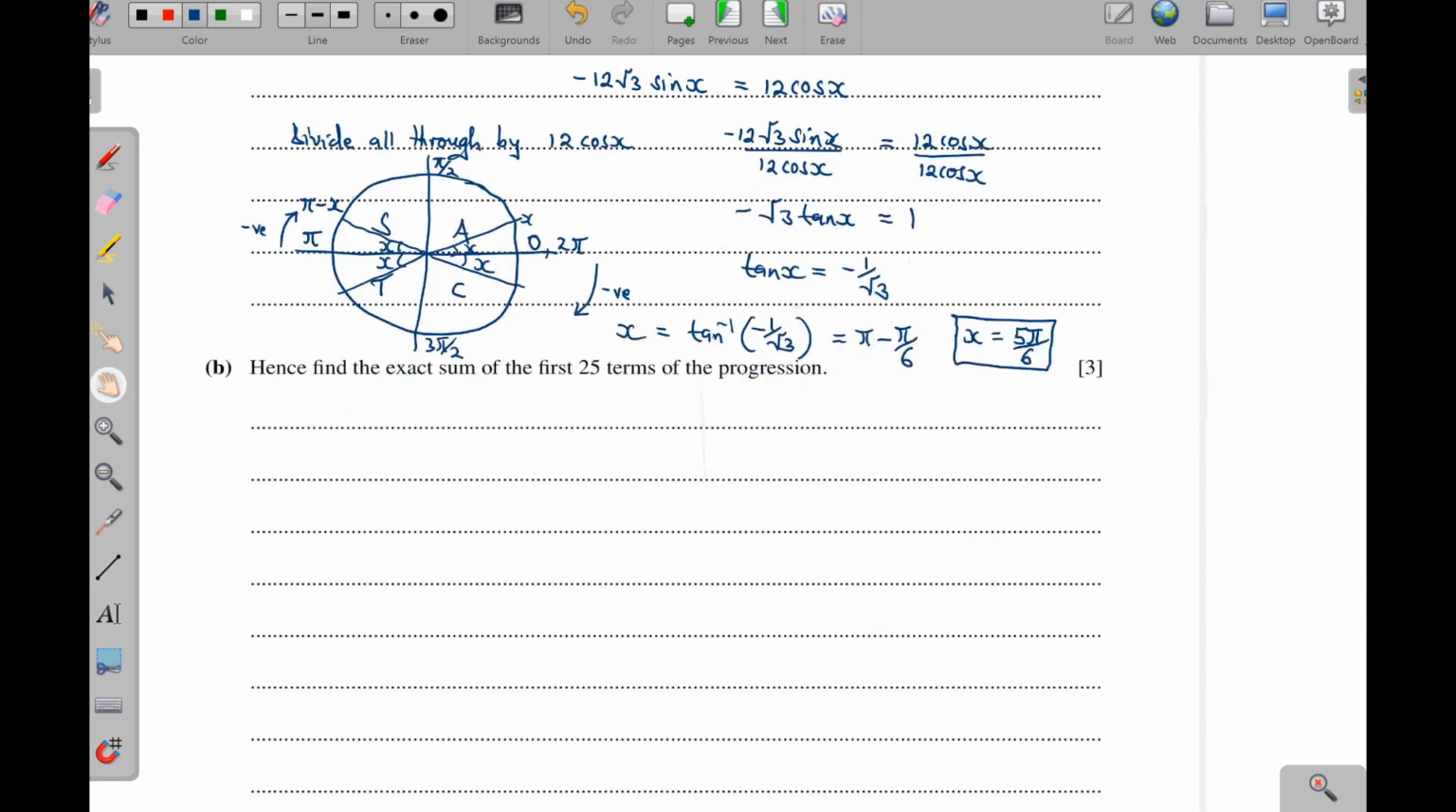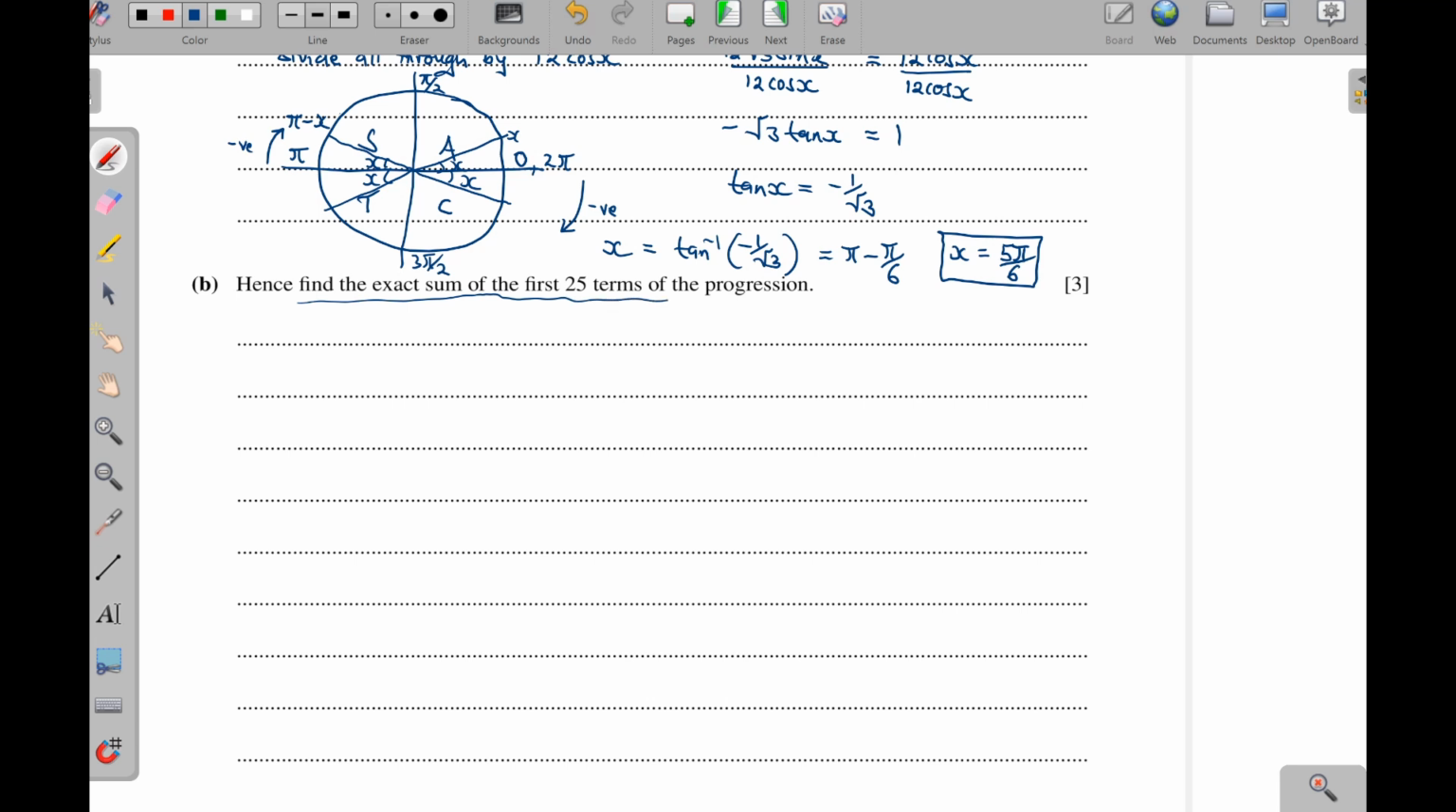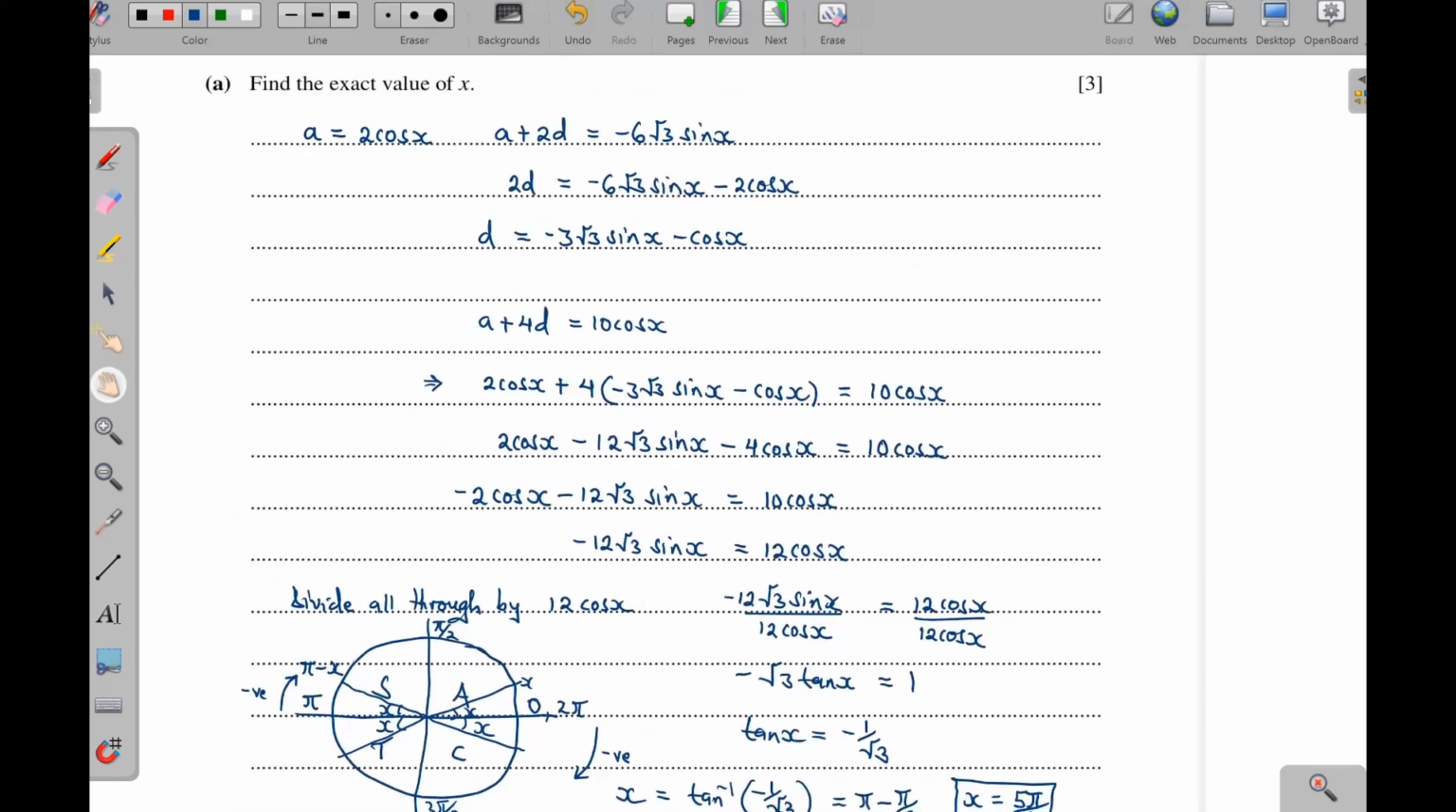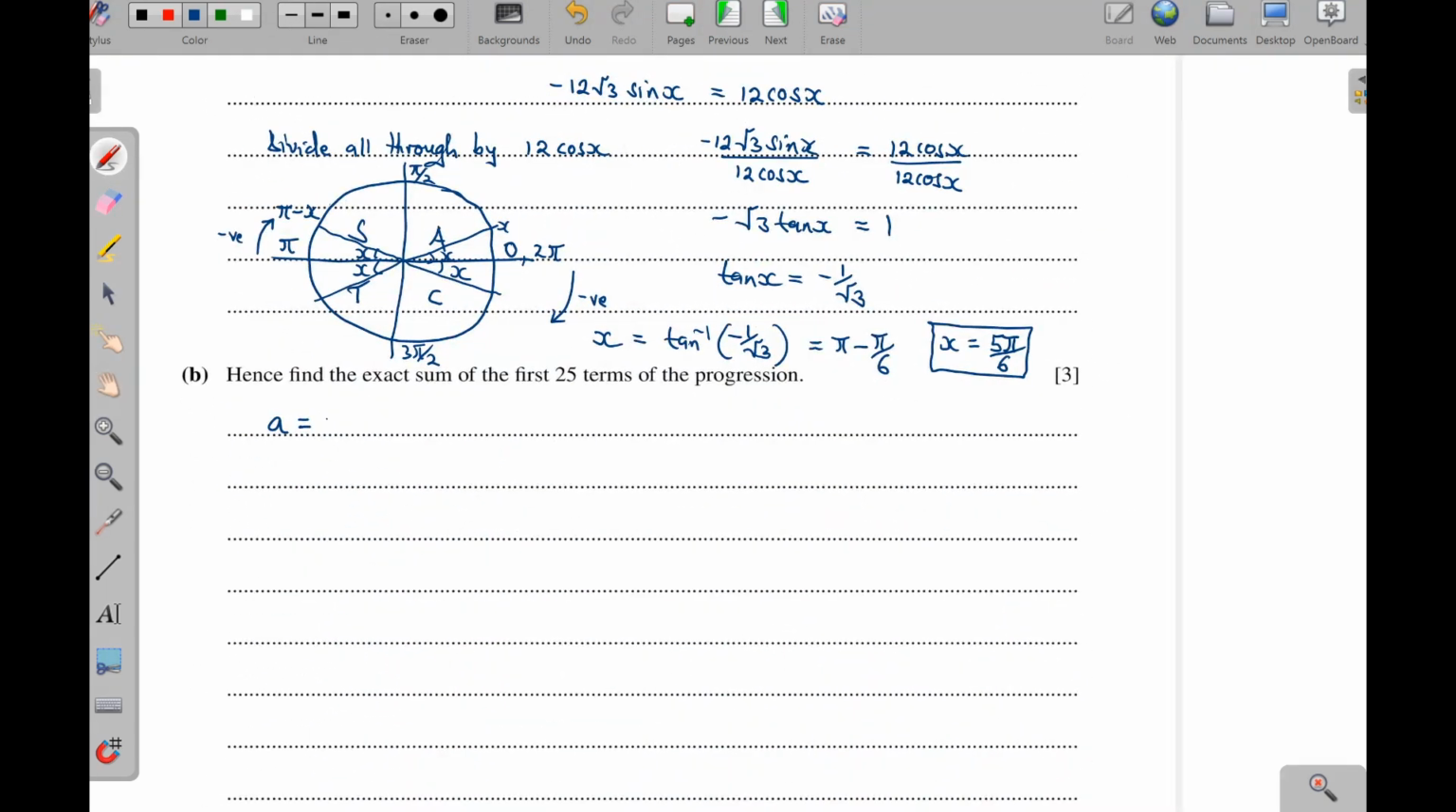So that is that. Then part B: hence find the exact sum of the first 25 terms. So we need to get the first term. Remember, the first term is given by 2 cos x. So we have 2, then cosine of our x, which is 5 pi over 6. Cos of 150 is the same as negative cosine of 30, that is negative root 3 over 2, then times the 2. So we get negative root of 3 here. They said exact, so leave the surd there.